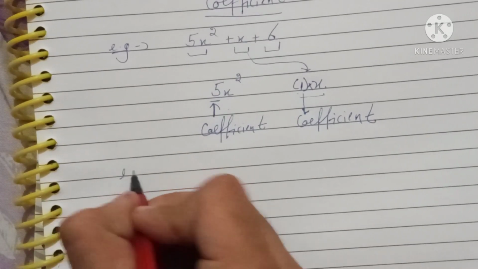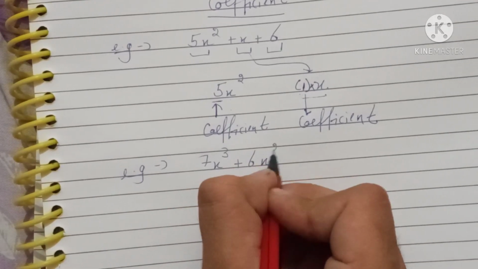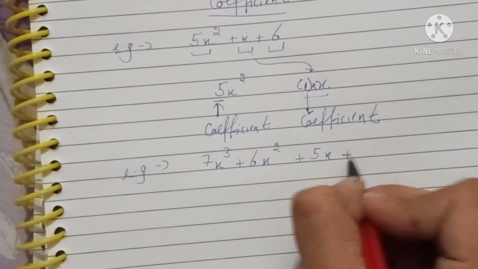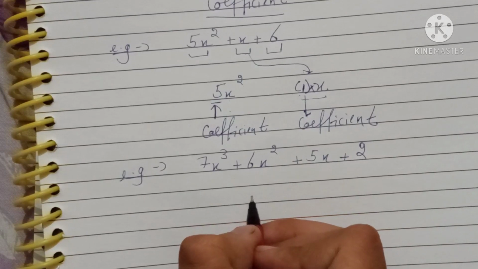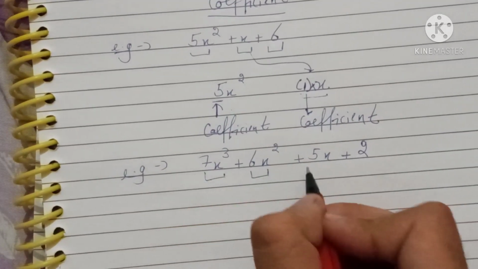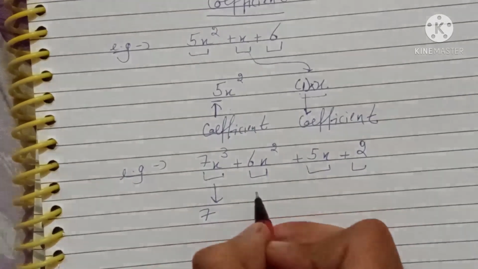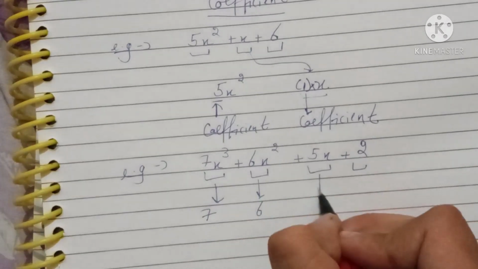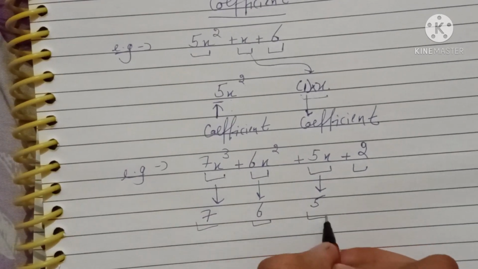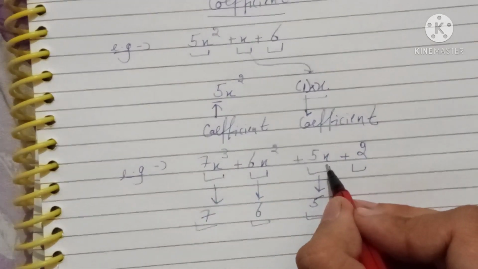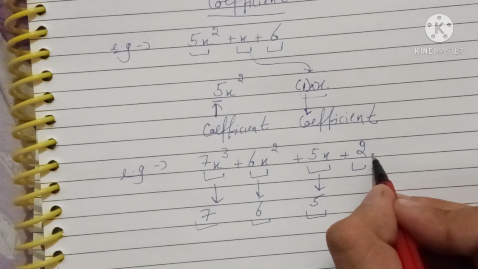So let's take another example, 7x cube plus 6x square plus 5x plus 2, right? This polynomial has 4 terms, 1 2 3 4. In this term the coefficient is 7, in this term the coefficient is 6, in this term the coefficient is 5, alright. So the coefficient is always seen for a term which has a variable in it. Like in this term there is no variable, so you will not be asked the coefficient of this term, alright.